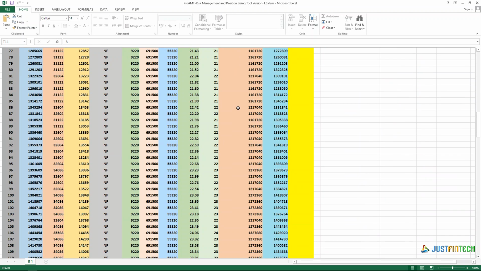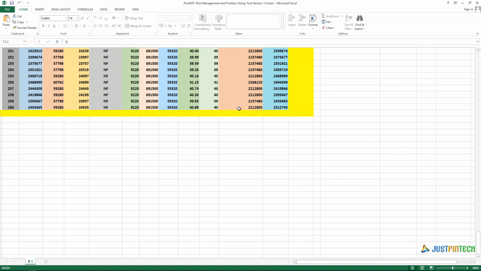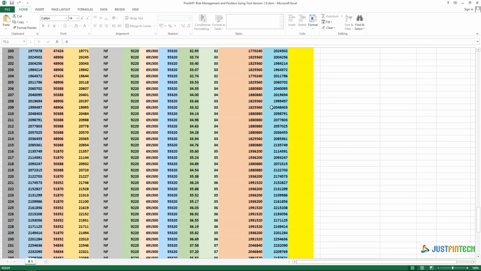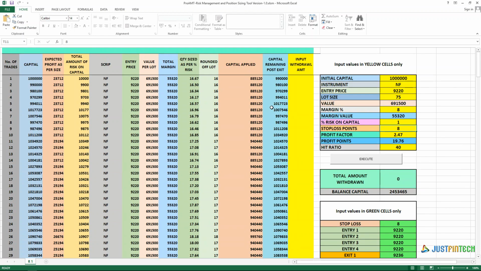So over a 260 trade size, I would be making 24 lakh 53,465 on a capital of 10 lakhs with a hit ratio of 40%. So I would be right 40% of the times, because this is where the accuracy comes in. Suppose you are right 50% of the time, the calculations would drastically change. The 24 has directly gone up to 60.